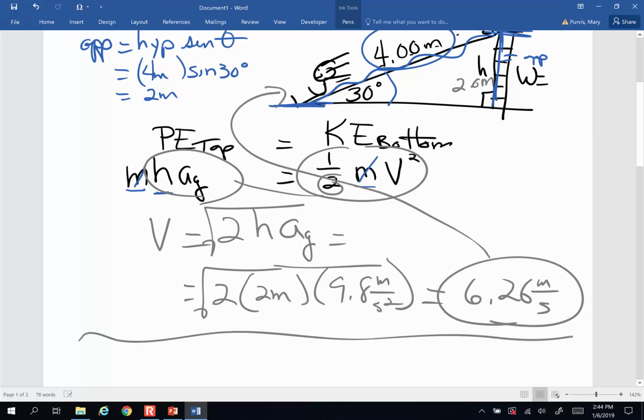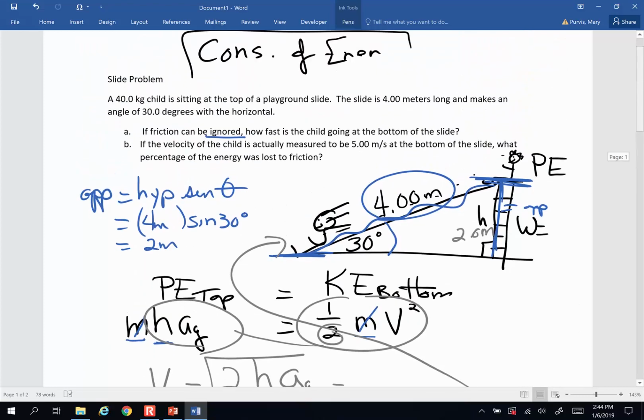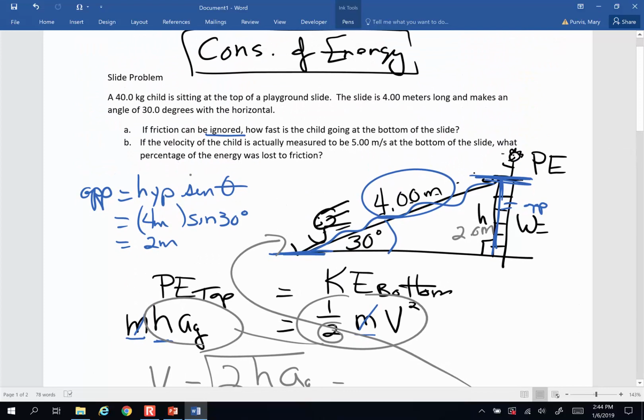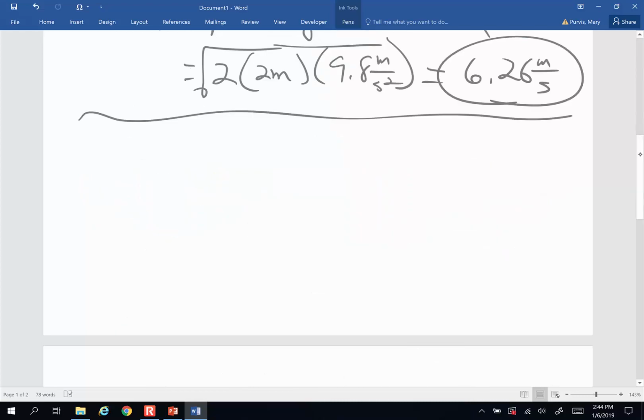Now that's the first part. Part B gets a little interesting. Part B says, what if there is some loss to friction, and we actually measure the fact that when the child gets to the bottom, they're not going this 6.26 meters per second that's predicted. They're only going 5 meters per second. I want to know what percentage of energy has been lost from the top to the bottom of the slide.